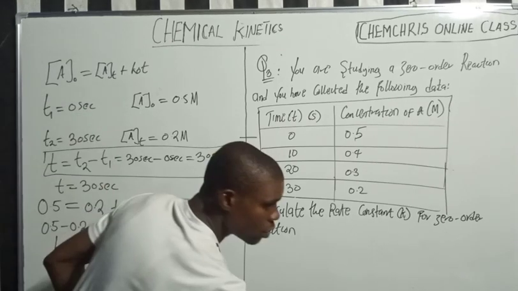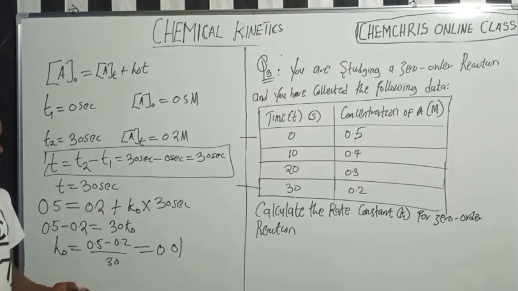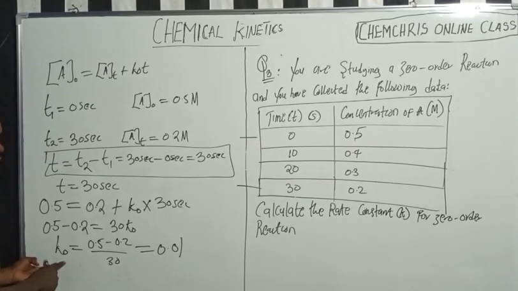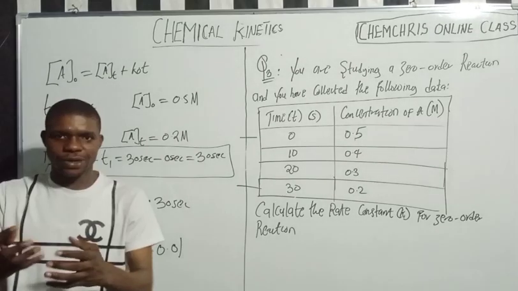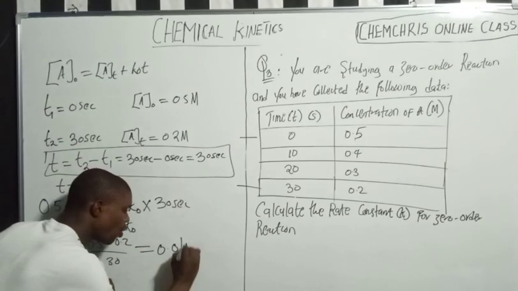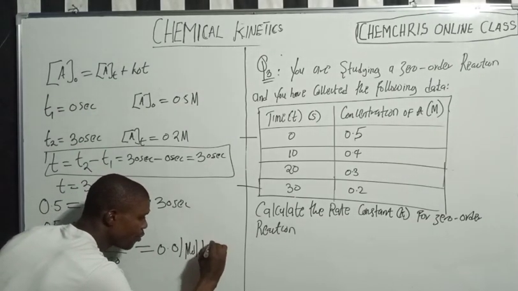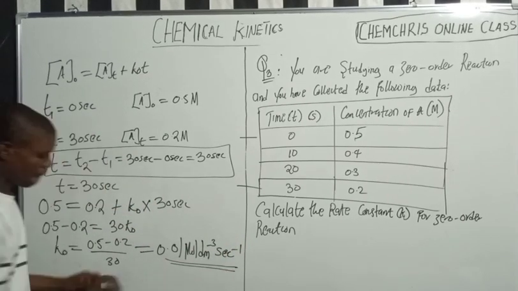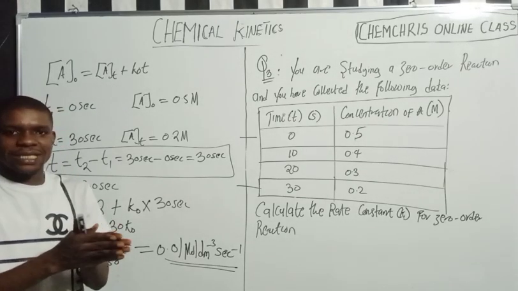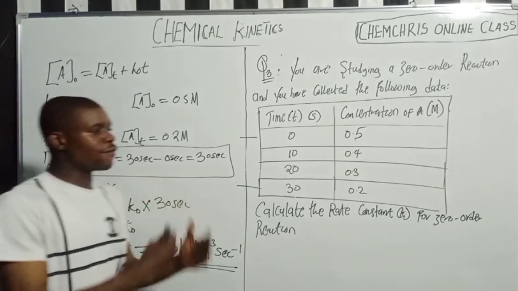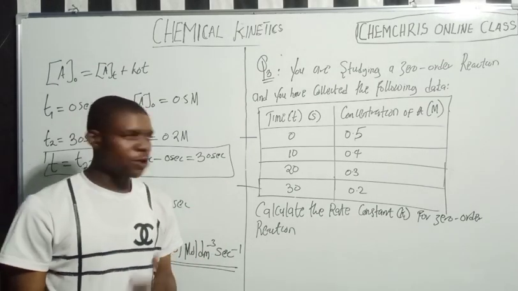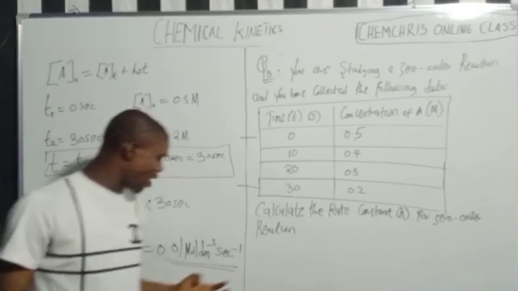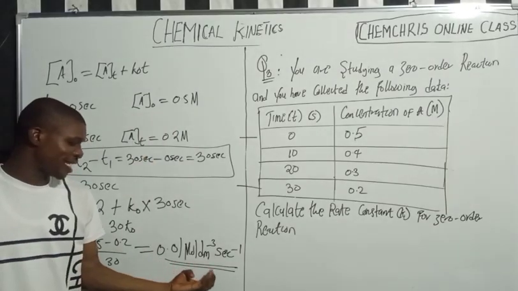Is it okay? So it's going to be 0.01. But what is the unit of K naught? Remember the unit of K naught, because we are talking about a zero order reaction, is going to be mole per dm cube per what? Seconds. Can you see that? That is the answer. Now remember, the rate constant must be constant irrespective of the values you choose. You understand? So when I use 0 seconds and 30 seconds, I got 0.01 mole per dm cube per second.